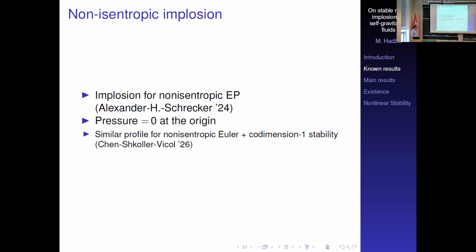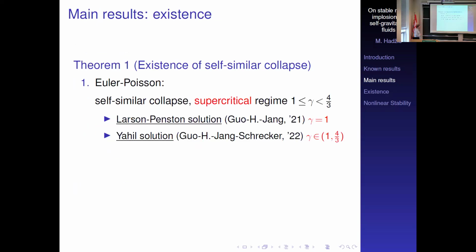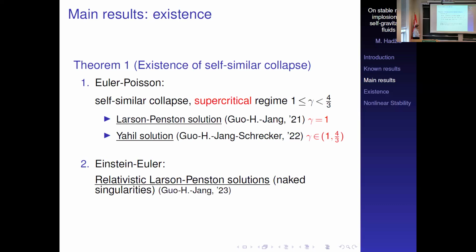And as far as the overview is concerned, I don't want to say much more and want to focus on the results that I want to discuss today. So I want to discuss how existence is shown of these self-similar profiles. In particular, I want to say a few things about this Larsen-Penston profile and its gamma bigger than 1 analog. In fact, I will only talk about this construction because it's easier to present. And its relativistic cousin, the relativistic Larsen-Penston solutions.